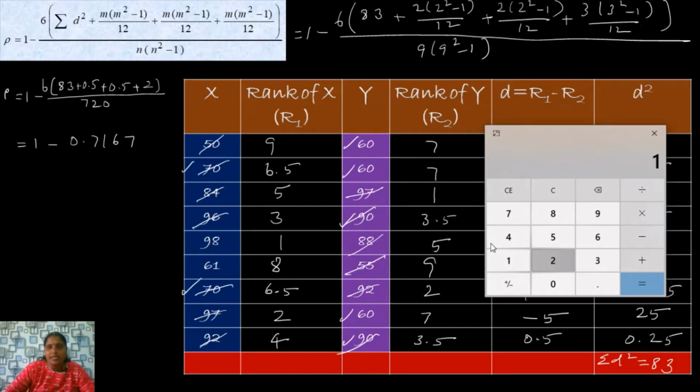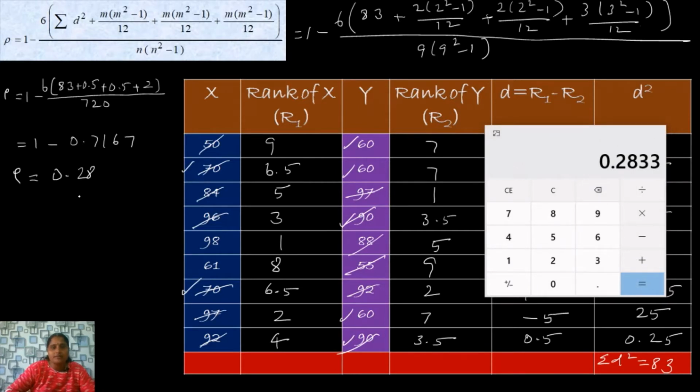So you subtract, that is 1 minus 0.7167, you get 0.2833. So you get the value of rho as 0.28.